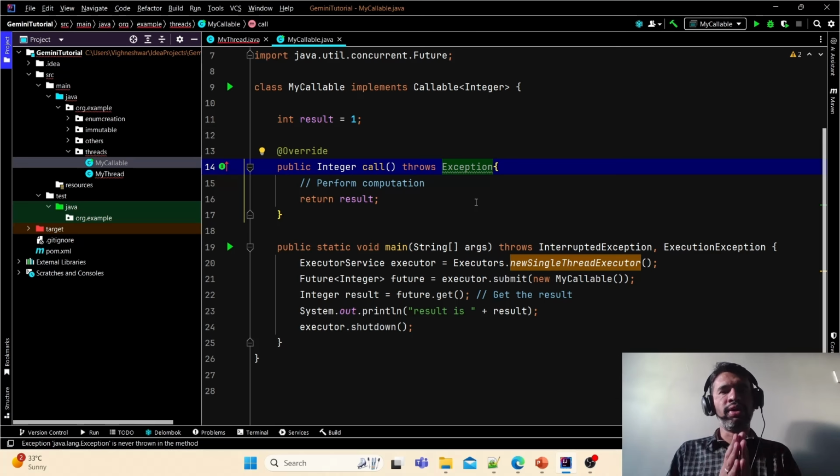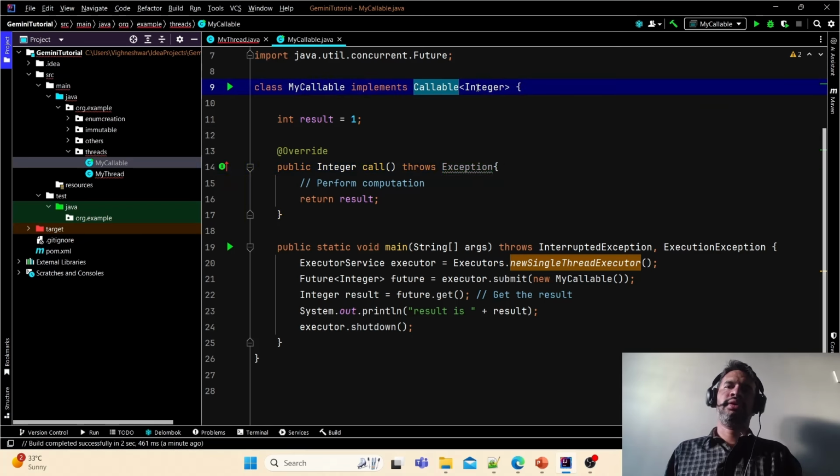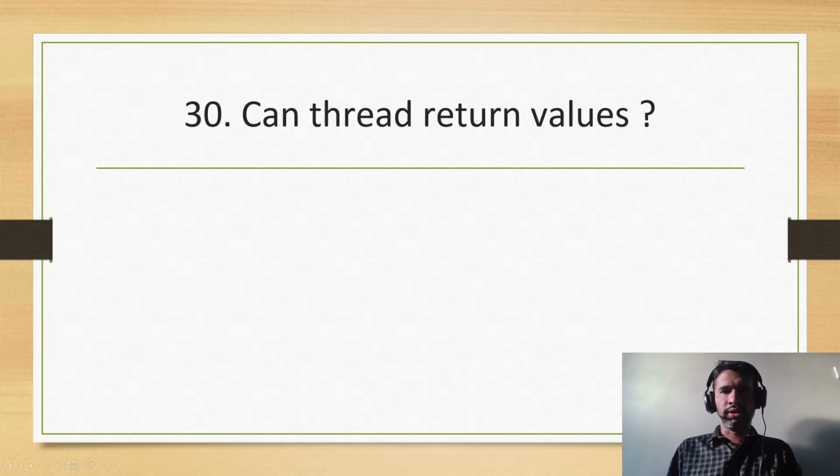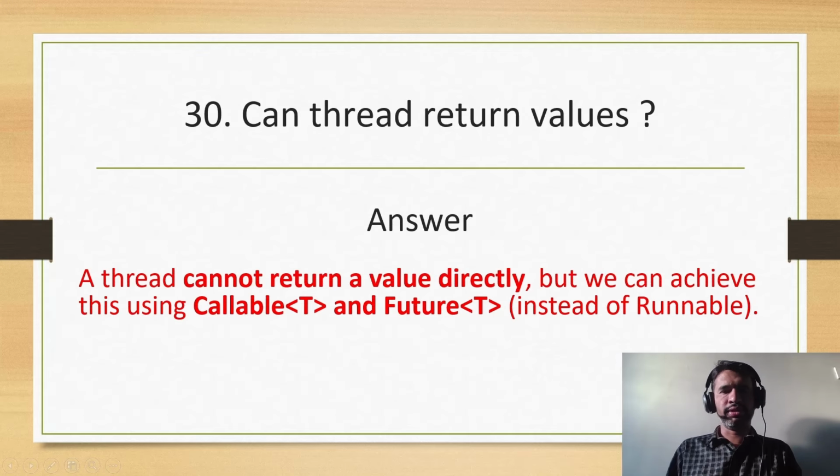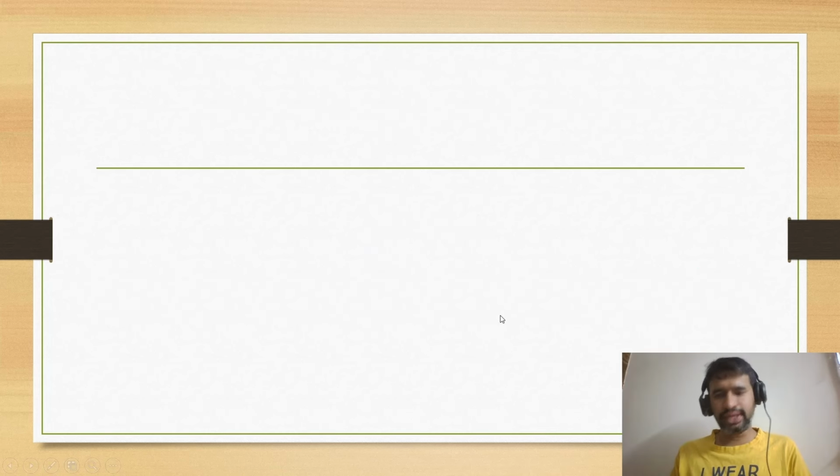If you want to return something from the thread, you have to use Callable with the corresponding return type in the Callable declaration, so that you can use that as a return type. I hope it's clear. So we got the answer: yes, it is possible with the Callable and Future combination instead of Runnable. Let's go for the next question.